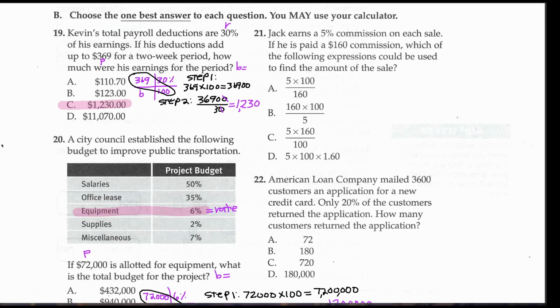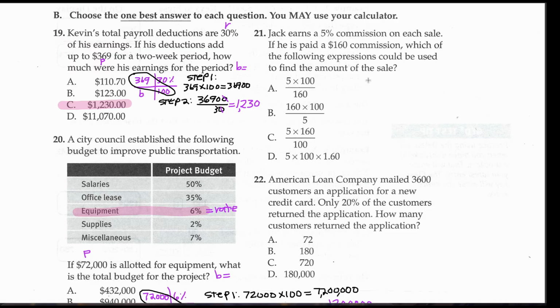For number 21, let's look at 21. It says Jack earns 5% commission on each sale. If he is paid $160 commission, which of the following expressions could be used to find the amount of the sale? They don't want us to solve for the total sales, but they only want us to set up the problem to find the total sales.